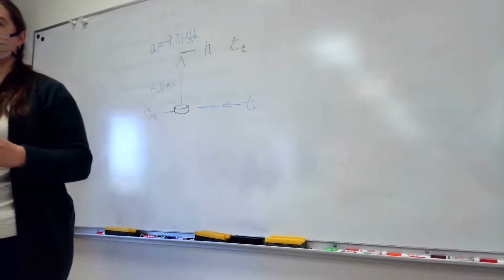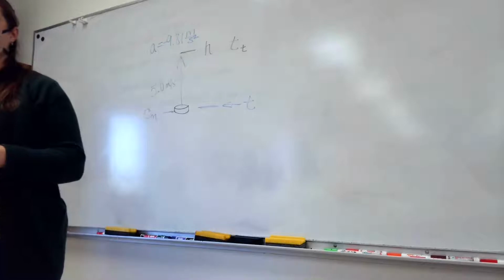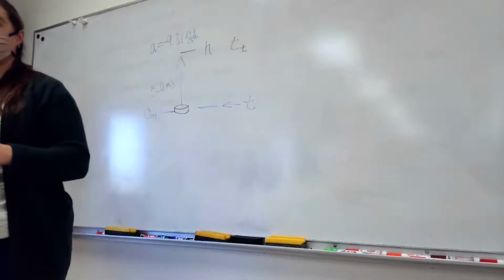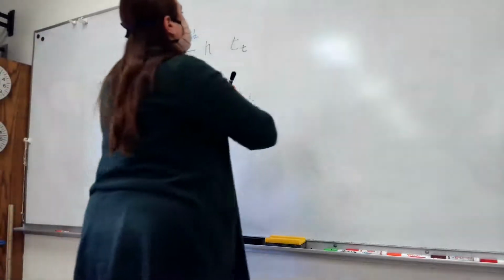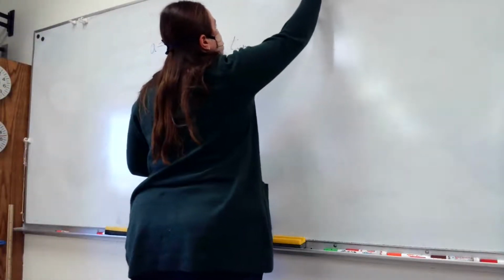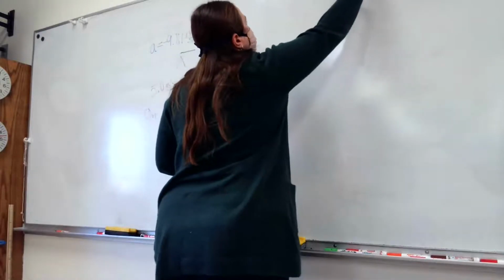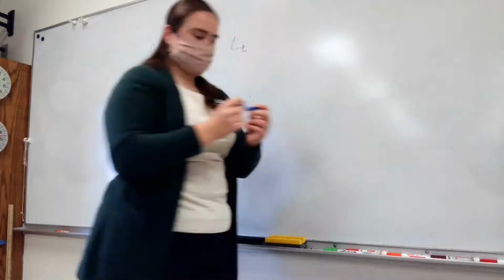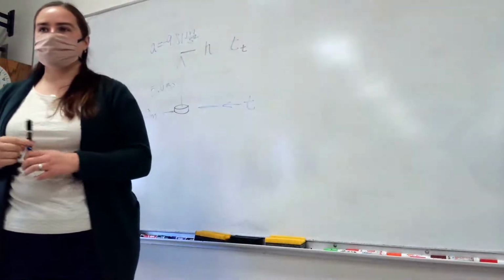Any ideas on what equations might be good ones to look at least? The 1/2 times a t squared. Yep, that's a good one to start with. We've got x equals 1/2 a t squared plus v naught t plus x naught. So we've got that one to start with.